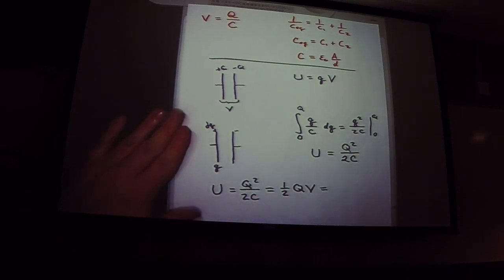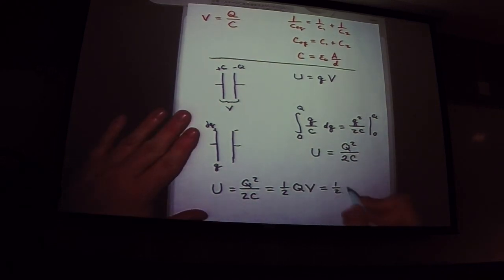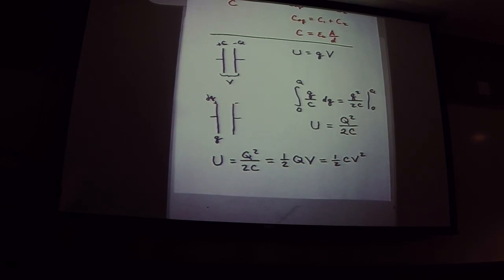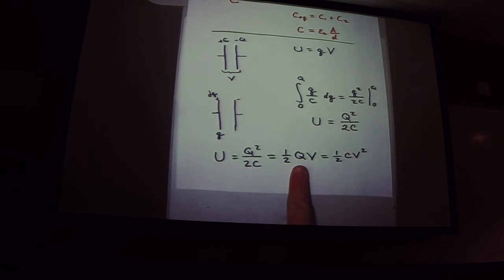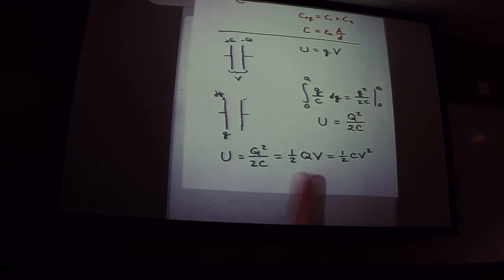And the other one is 1/2 CV squared. So depending on which variables you're given, these 3 formulas are interchangeable. What I like to do is memorize one of them, and then solve for the other ones. Which one do you think I like to memorize? The one in the middle. It's easiest to remember, because I'm just multiplying 2 things together.